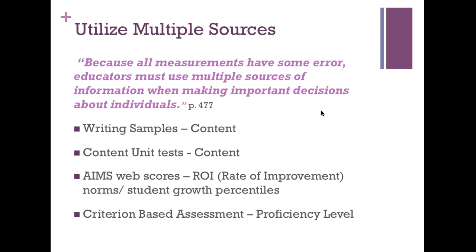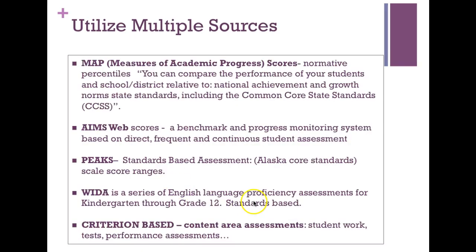All the same, you need to use multiple sources in order to make effective decisions. Writing samples, content unit tests, Ames web scores, criterion-based assessment. Use all of these things, make a little map, make a little chart, make a little Excel spreadsheet, put the student scores in there, and take a look at patterns. So the reason you're doing this is because you're looking at patterns.